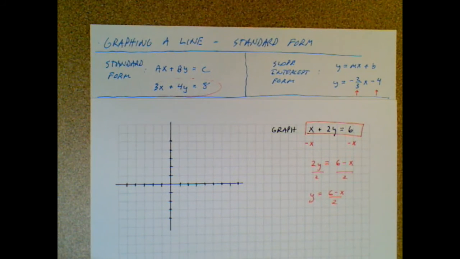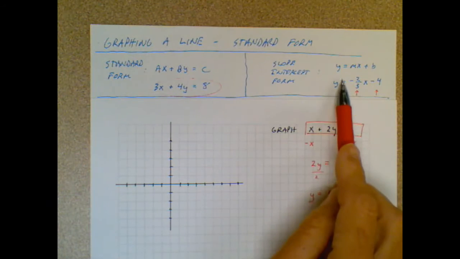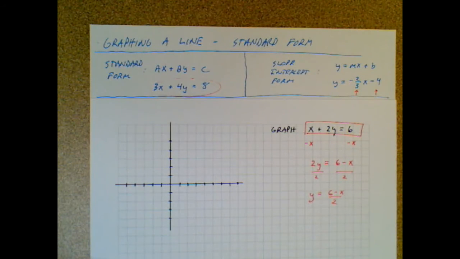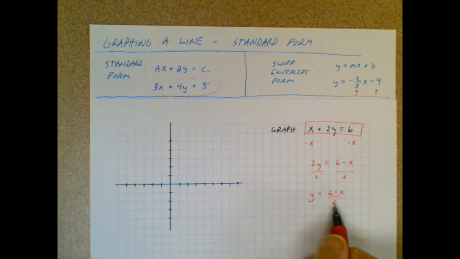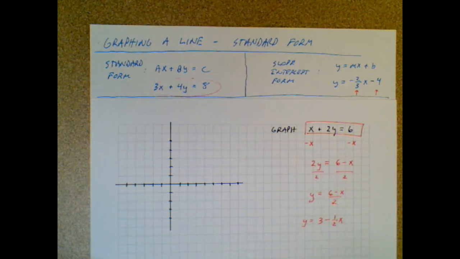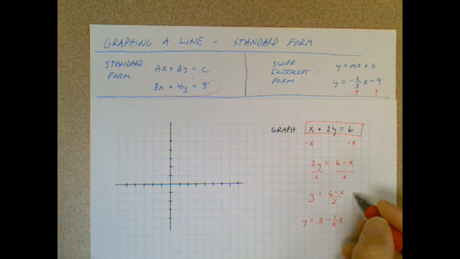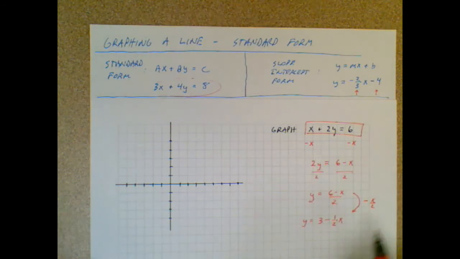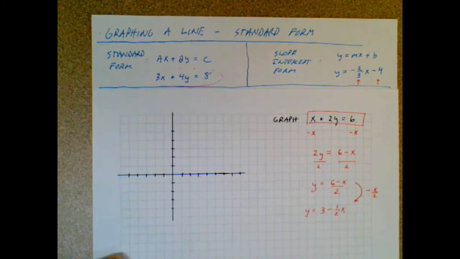But you might say, hey, that's not in that form. Well, sometimes you have to do a little bit of gymnastics. This 2 divides into the 6. This 2 divides into the x. So to do that, I get that. By the way, to go from the x divided by 2, I really had a negative x divided by 2, which is the same as negative 1/2 x.